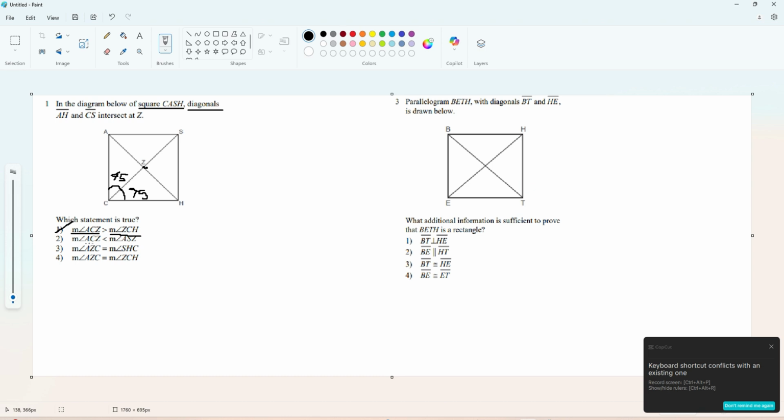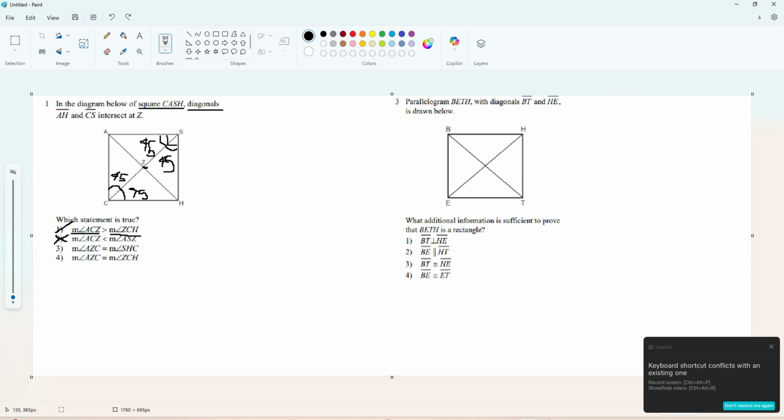Measure of angle ACZ is less than ASZ. ASZ is right here. Now, same thing. This 90-degree angle here is being cut into 2 by the diagonal CS. So this will be 45, this will be 45, this is 45. This is not correct, as these 2 angles are congruent to one another. Let's look at number 3.